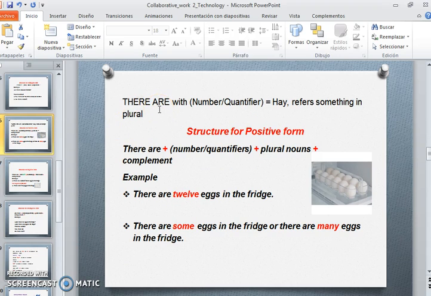How to use there are with number or quantifier. There are means "hay" in Spanish. It refers to something in plural. Structure for positive form: there are plus number or quantifier plus plural noun plus complement. Example: there are 12 eggs in the fridge. Another example: there are some eggs in the fridge, or there are many eggs in the fridge.